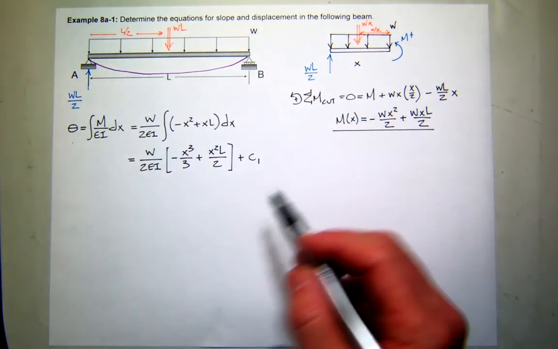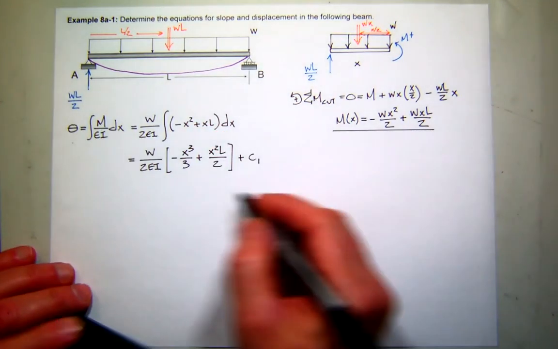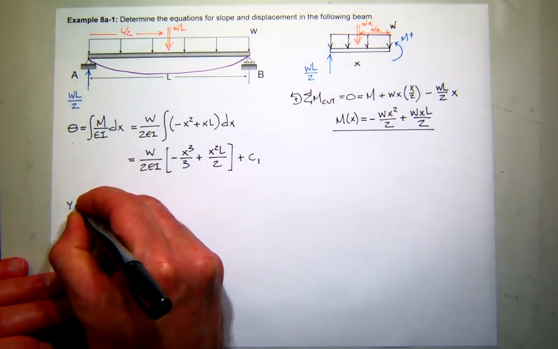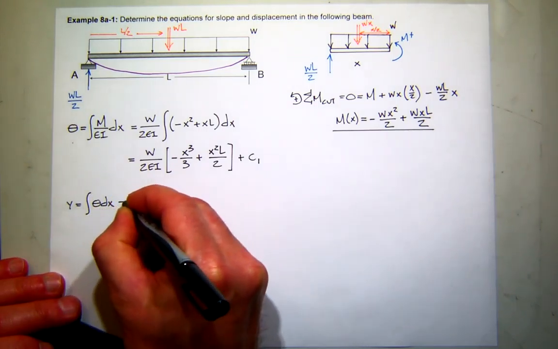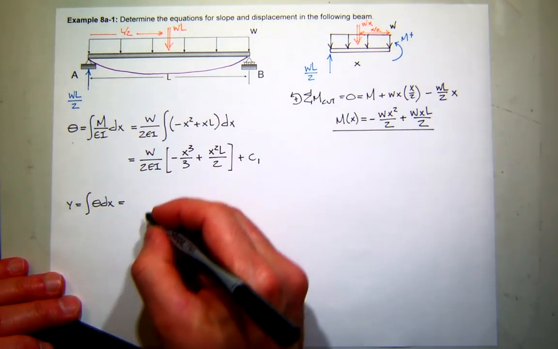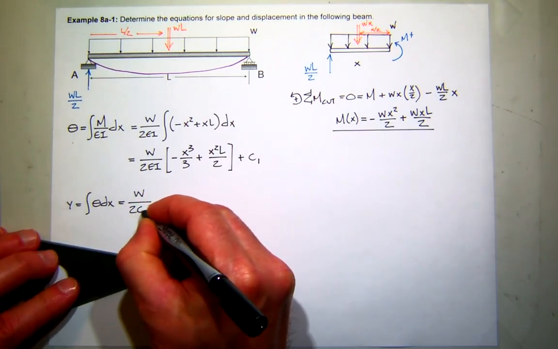So at this point, I'm just going to leave C1 alone. I don't know anything about the slope, and I'm just going to integrate it. So I'm going to say that y is the integral of the slope. So let's integrate this thing. W over 2EI is still a constant.